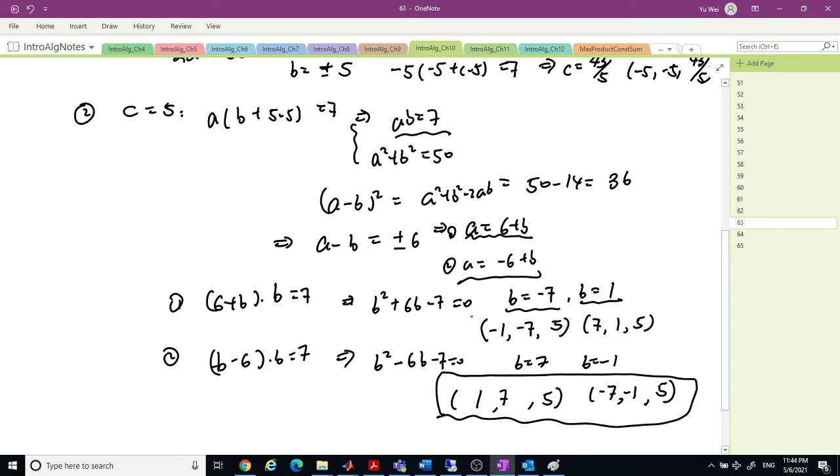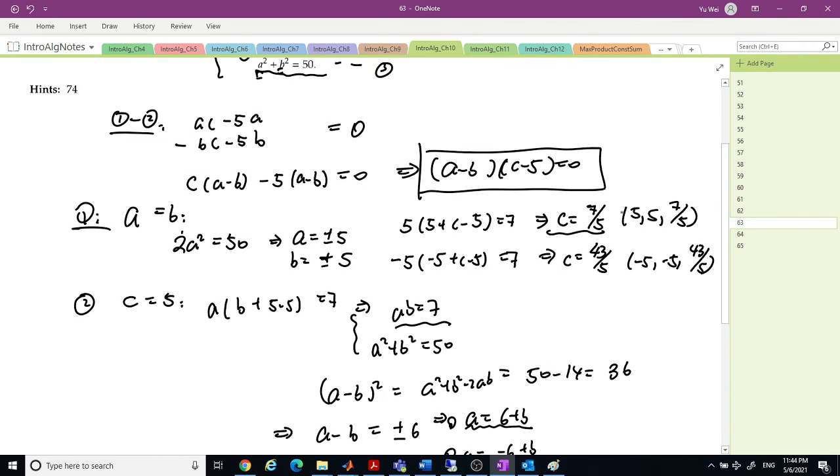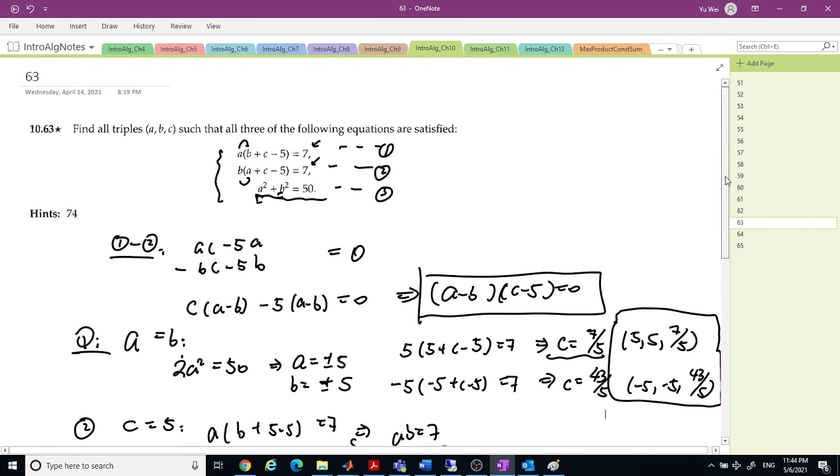So yeah, this is not difficult, you just need a lot of casework.